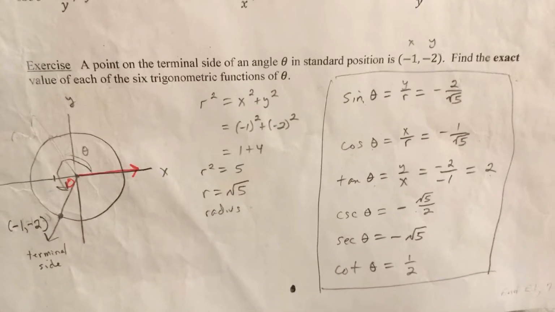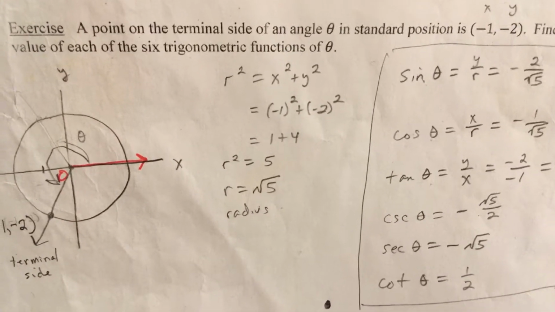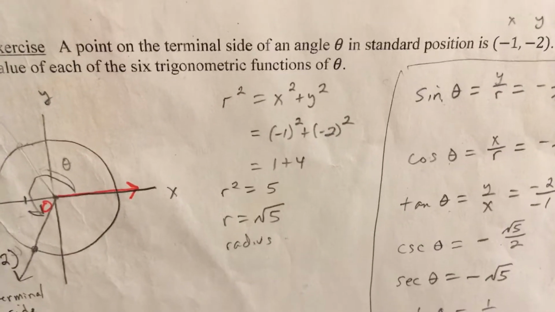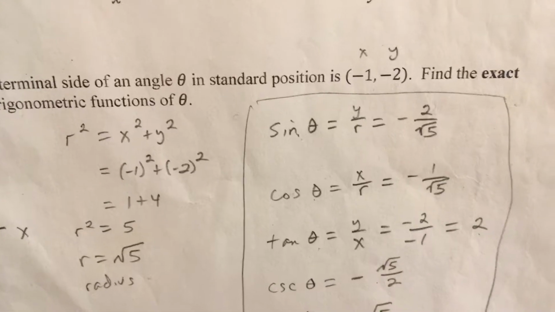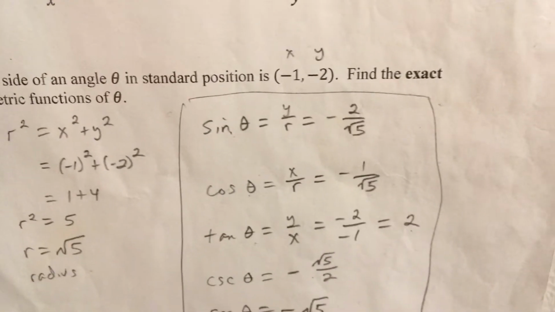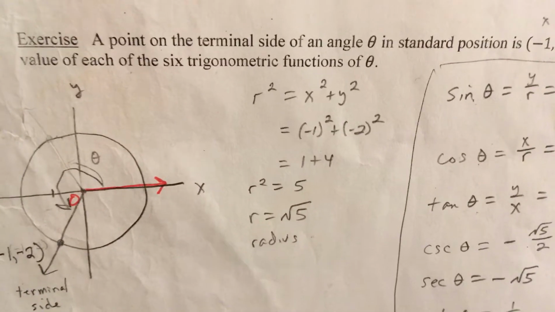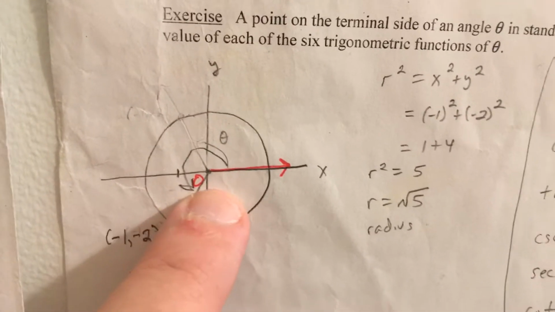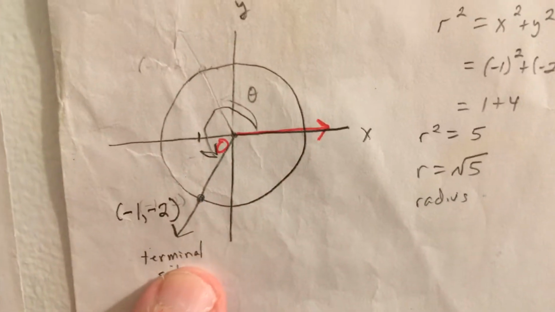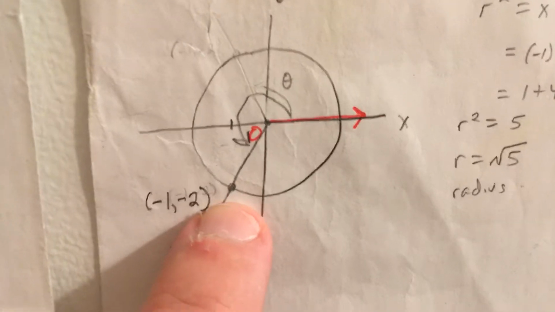So let's demonstrate how to find the exact value of the 6 trigonometric functions of theta when the circle has a radius different from 1 unit. In the exercise at the bottom of page 6, we have a point on the terminal side of an angle theta in standard position, with coordinates -1, -2. -1 is the x coordinate, -2 is the y coordinate. We have to find the exact value of each of the 6 trigonometric functions of theta. Here I've drawn the angle theta in standard position. Here's the initial side, here's the terminal side of the angle. And the point -1, -2 is in the third quadrant, so the terminal side is going to go through that point.